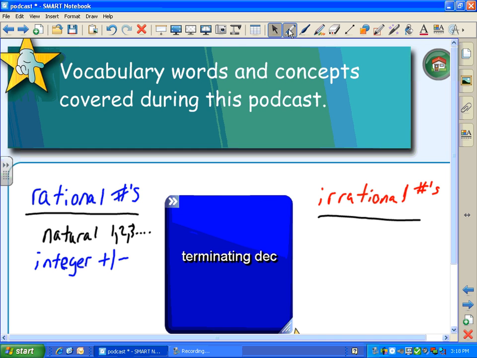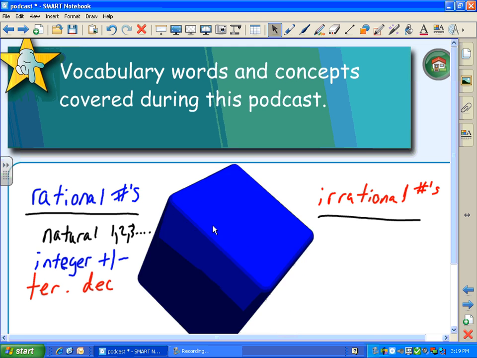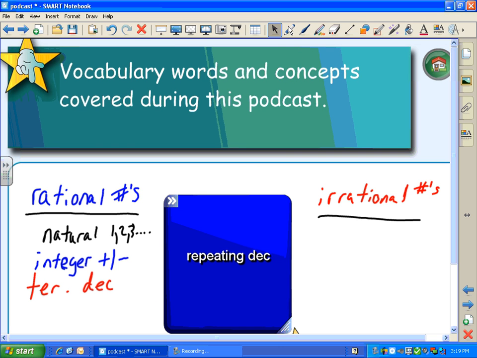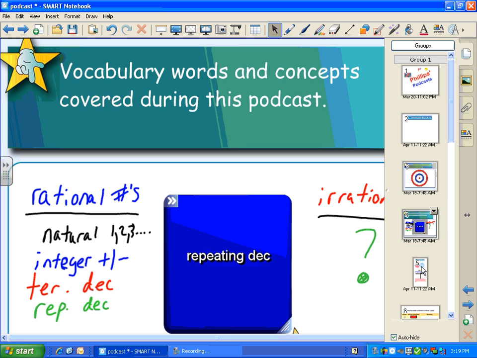See? Terminating decimal. By definition, a terminating decimal is a decimal that ends. Terminating decimals are always classified as rational numbers. And there should be repeating decimals in here somewhere. See, I told you, +10 bears. Repeating decimals are always going to be classified as rational numbers. So that leaves us to talk about irrational numbers, which we're headed right to.